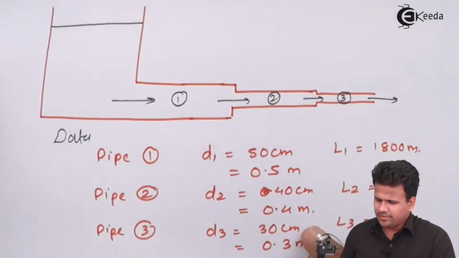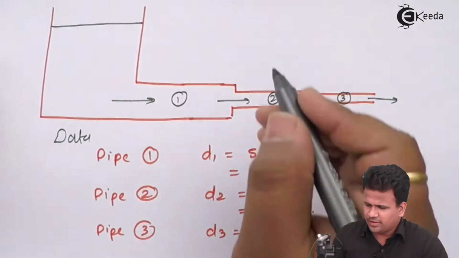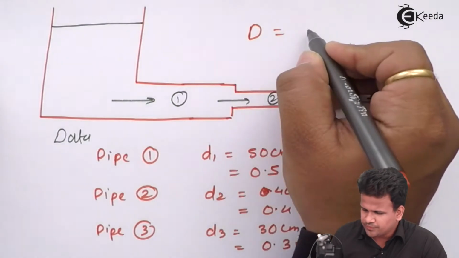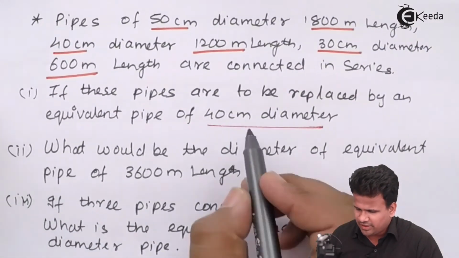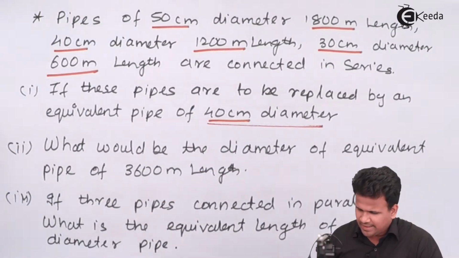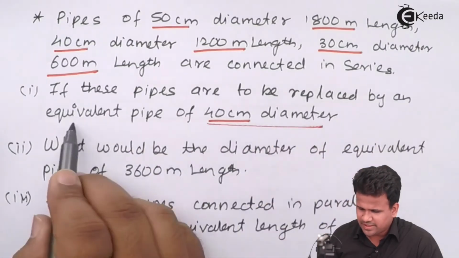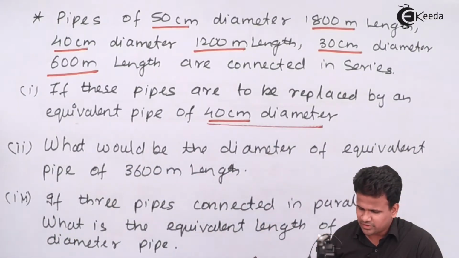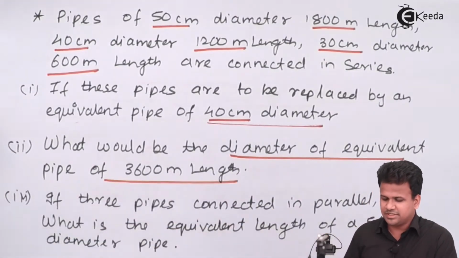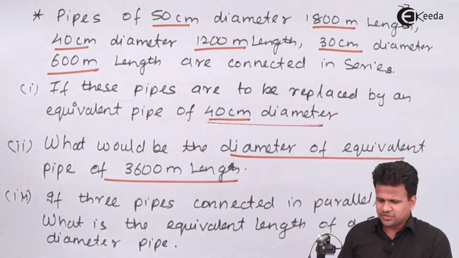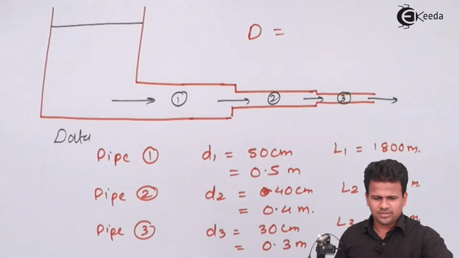Now we have to replace this compound pipe of different diameters by a pipe of a diameter d, as given in the question. We have to replace it by a pipe having a diameter of 40 centimeters, and then calculate its length. And what will be the diameter of the equivalent pipe if the length is 3600 meters? So let us solve these two conditions, considering the first condition first.